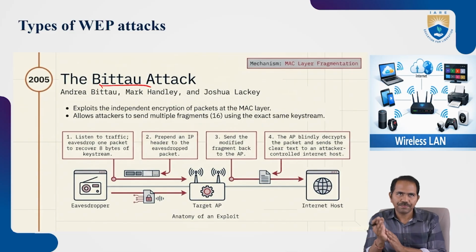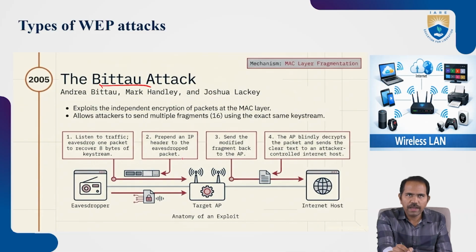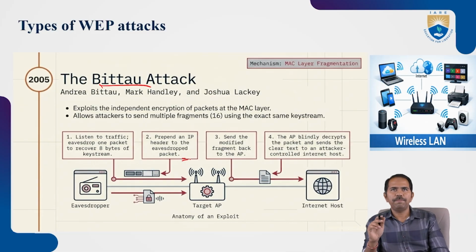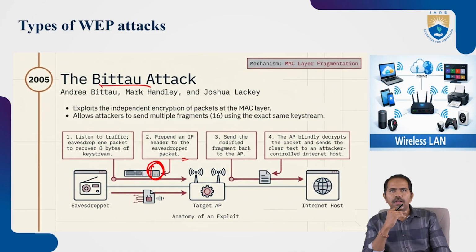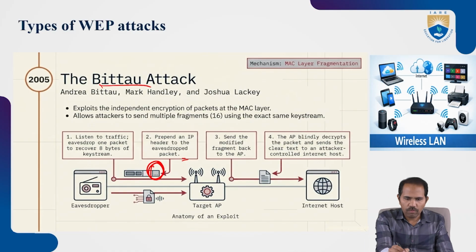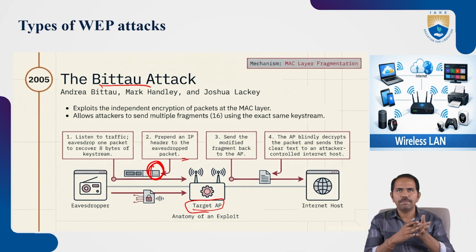At the second stage, the attacker prepends an IP header to the eavesdropped packets. Whatever key stream you have recovered previously is combined with an IP address, an IP header prepended to the packets. Then the next stage targets the AP, and whatever the attacker targets is passed to it. In the third stage, send the modified fragment back to the AP, the access point.